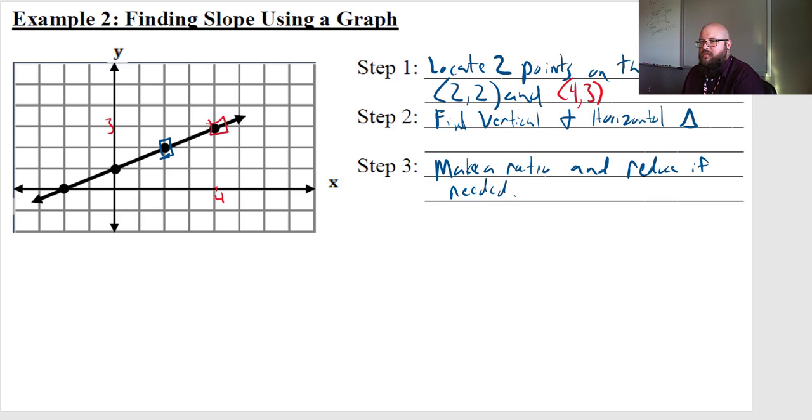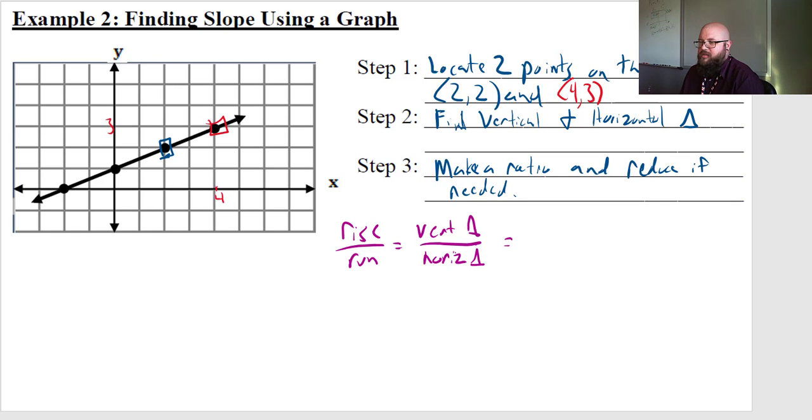So with this one, let's look at this. We need to find, as we all know, rise over run, which is your vertical change over your horizontal change. I abbreviate that a little bit easier here, so we're not taking up so much space. I'll say horizontal change.